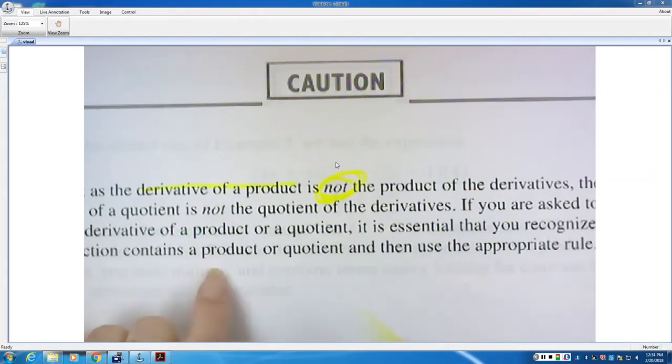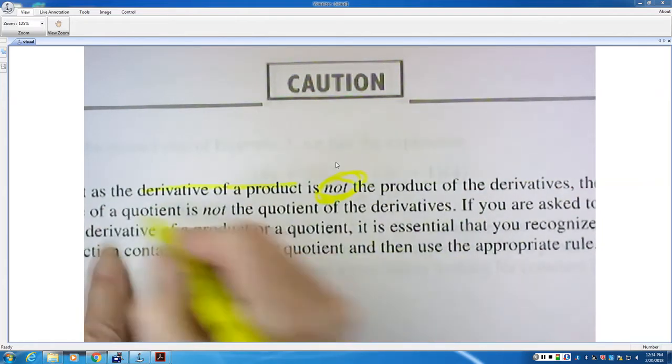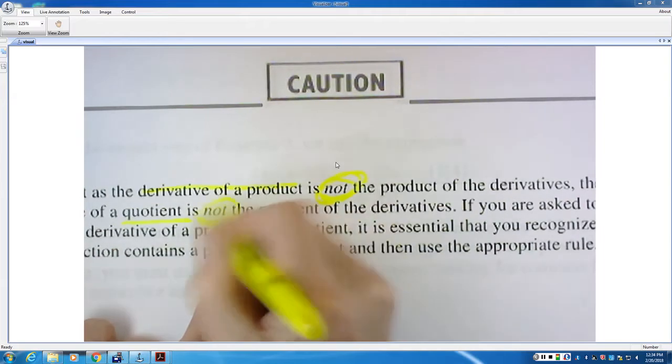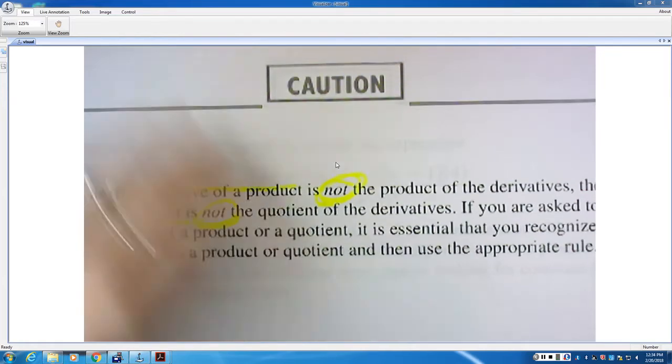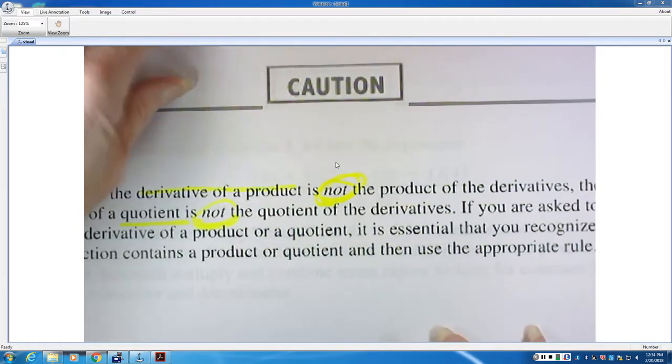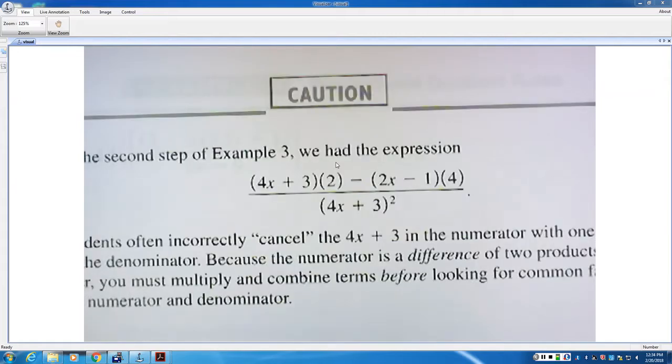Okay? And if you're talking about a quotient, it's not the quotient of the derivative of the numerator and denominator. You don't take the numerator derivative and denominator derivative and say, okay, put a line between them and I'm done. There's more to it than that. It is a multi-step process. But just be careful that you understand that you have to do all the steps.